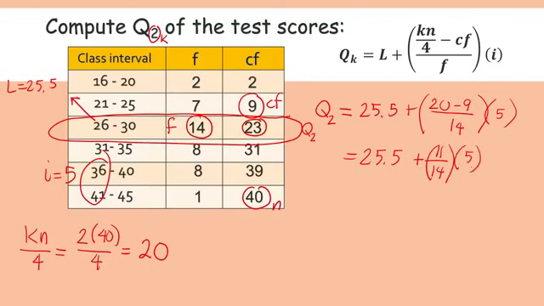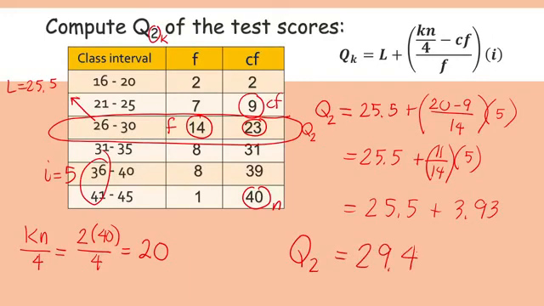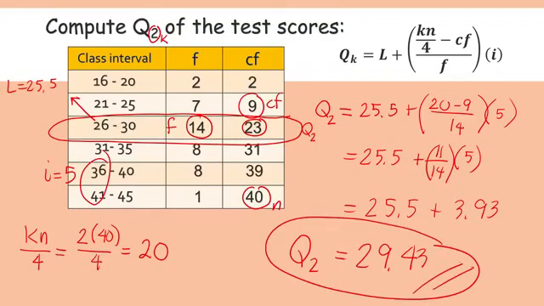So what is 11 times 5 divided by 14? 3.93, sir. 3.93 plus 25.5 is 29.43. So this will be the second quartile for this data. Okay, let's have the last one.